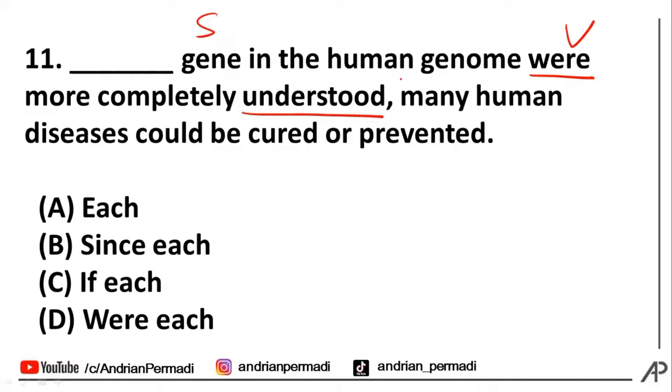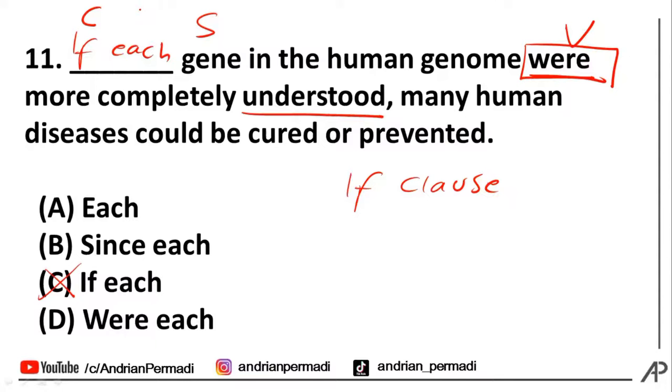Now, if a sentence is signaled by the be verb were, there is a tendency or possibility that the clause or the sentence is in if clauses. The second type of if clause, where the past simple verb is used. In this case, the answer is C. If functions as the connector or conjunction, and gene is the subject. And for if conditional, although gene is a singular noun, the be will always be were for the second type conditional sentence. Hence, the answer is C.